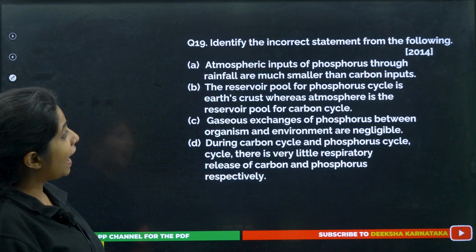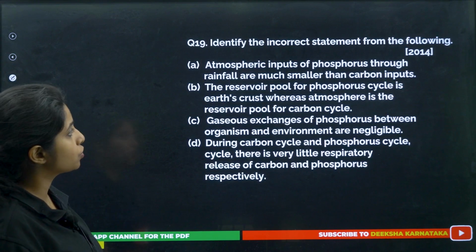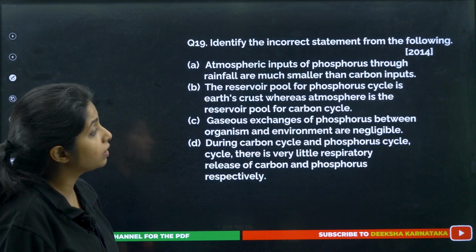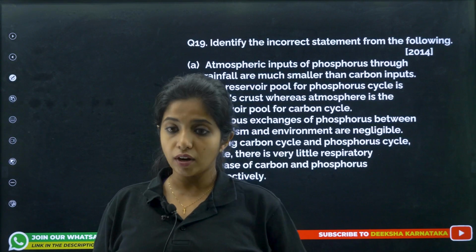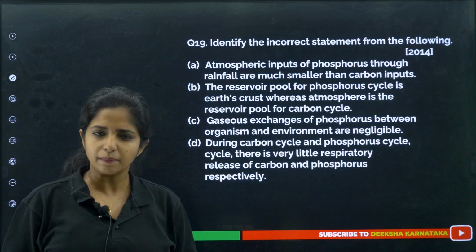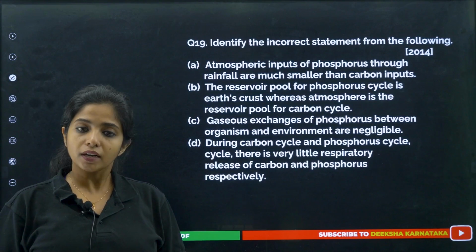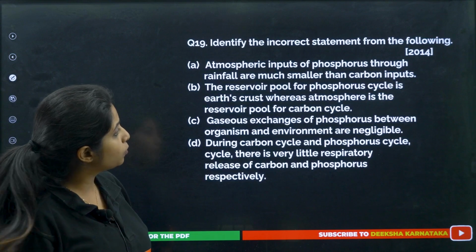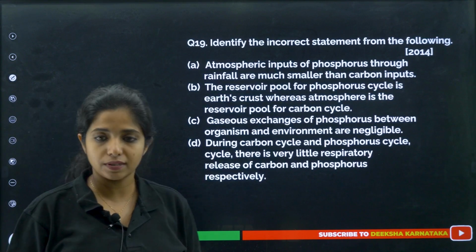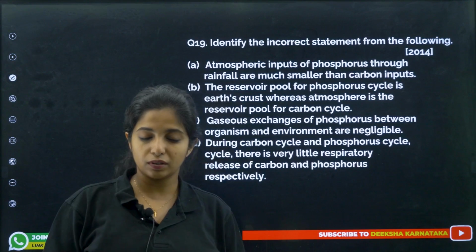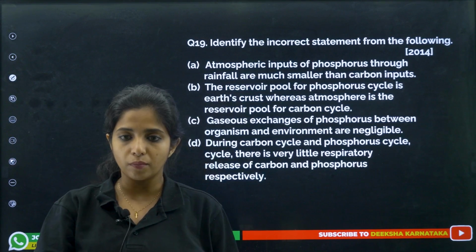Next, identify the incorrect statement from the following. Atmospheric inputs of phosphorus through rainfall are much smaller than carbon inputs. Yes, it is true. It is much smaller than carbon inputs. Reservoir pool for phosphorus cycle is Earth's crust, whereas atmosphere is the reservoir pool for carbon cycle. Yes, we have more phosphorus in the Earth's crust, whereas carbon is there in the atmosphere in more amount, right?